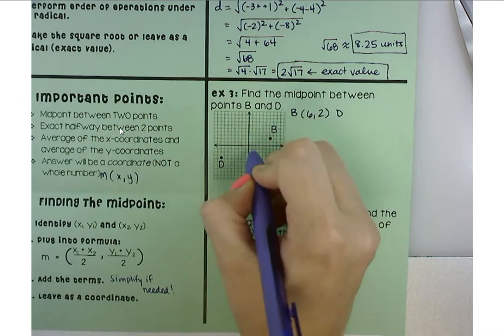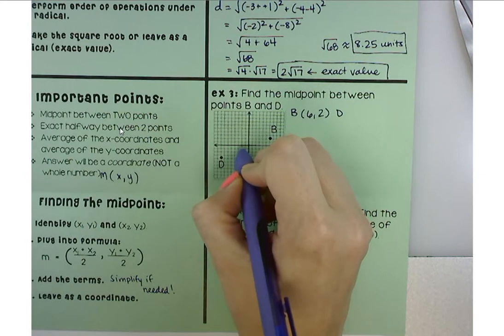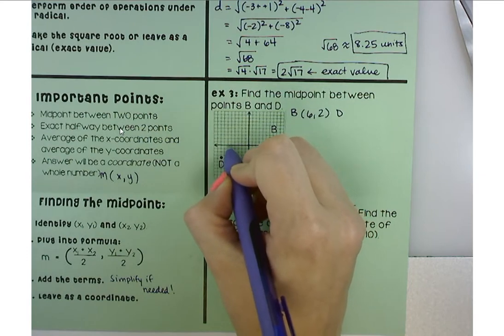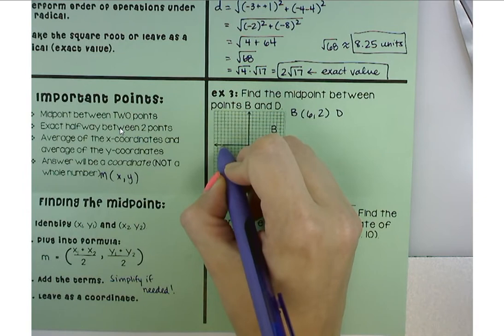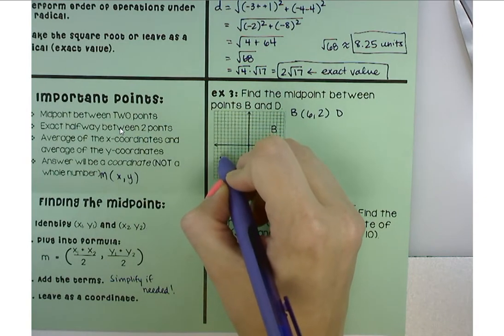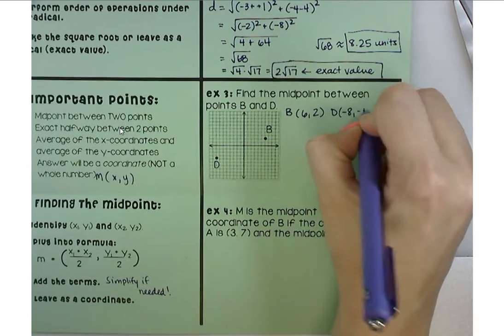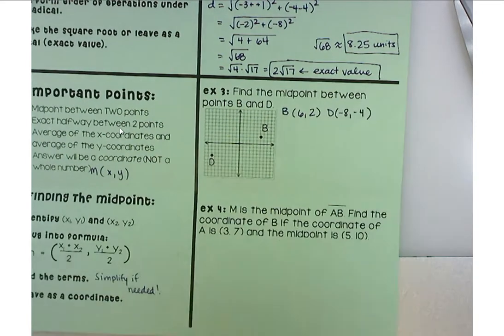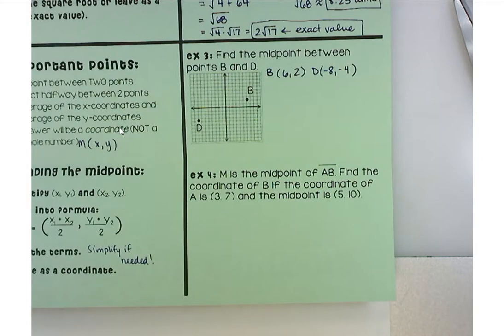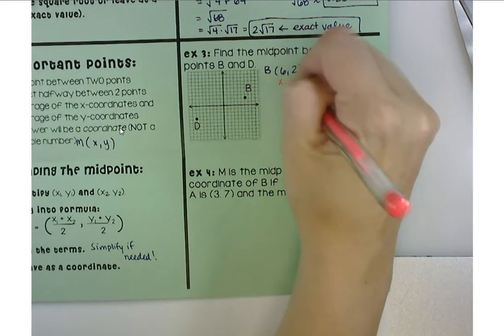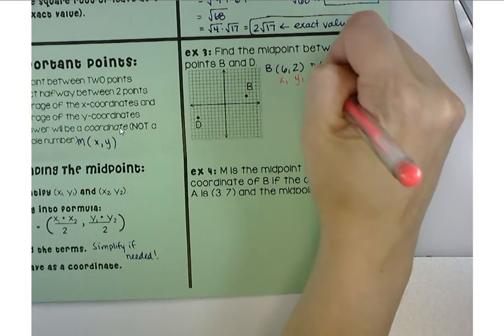Okay, so D, I'm going to the left. So 1, 2, 3, 4, 5, 6, 7, 8. So I'm at negative 8, and down 4. So this is going to be negative 8, negative 4. And then again, you can choose what order you want to do these in. I just always will go x1, y1, x2, y2.